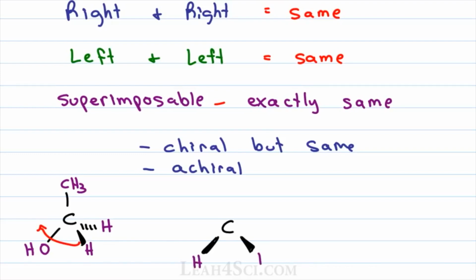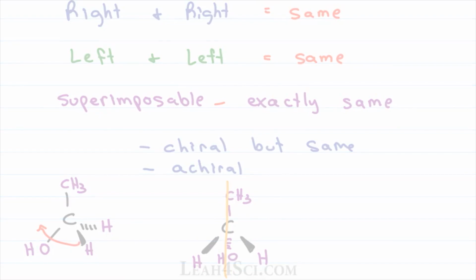We have 2 hydrogens coming out of the page, one to the right, one to the left. There's an OH going down and towards the back. There's a CH3 going straight up in the plane of the page, and look at that, symmetry right down the middle. So if your molecules are chiral but the same, or if they're achiral with a plane of symmetry, they are going to be superimposable.